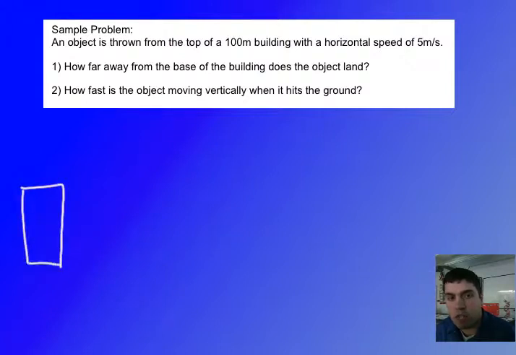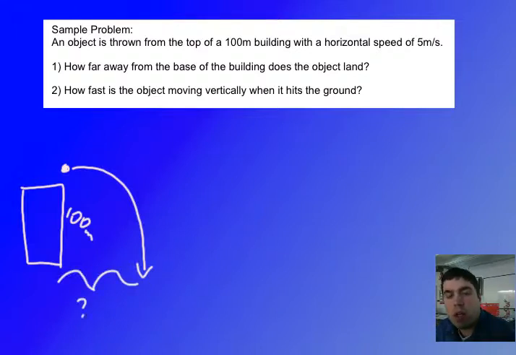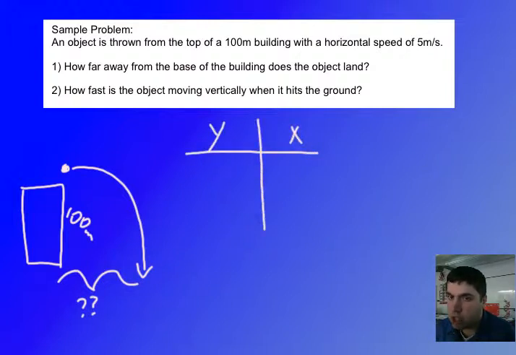We start with our building, which we know to be 100 meters high, and we have a ball, or an object, on the top that will be thrown off the edge and take the path of a parabola as it hits the ground. We know that we're looking for the distance, and eventually we want to figure out how fast it's moving as well. So the first thing I'm going to do is look at my y and x components, break out what part of this motion is vertical and what part is horizontal. And we can look at things like the velocities, the acceleration, the distance, and the time.